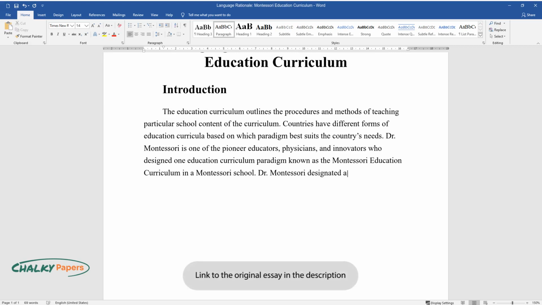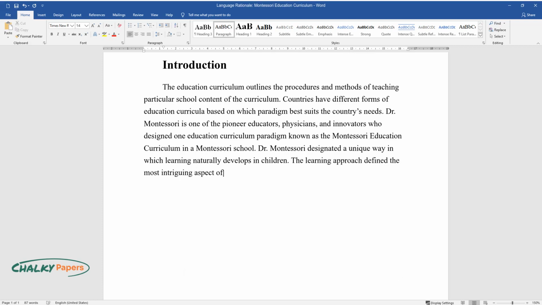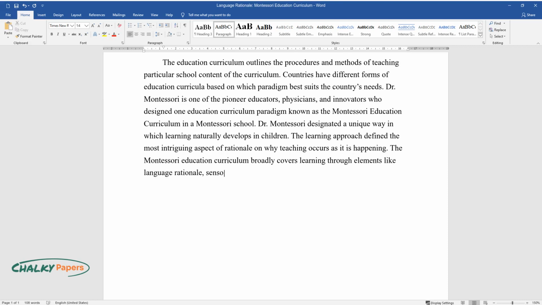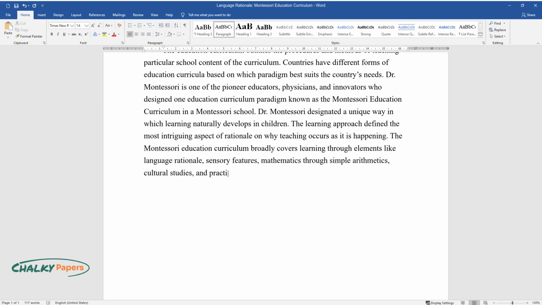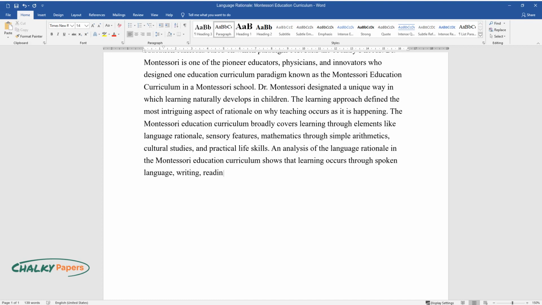Dr. Montessori designated a unique way in which learning naturally develops in children. The learning approach defined the most intriguing aspect of rationale on why teaching occurs as it is happening. The Montessori education curriculum broadly covers learning through elements like language rationale, sensory features, mathematics through simple arithmetics, cultural studies, and practical life skills. An analysis of the language rationale in the Montessori education curriculum shows that learning occurs through spoken language, writing, reading, phonograms, the function of words, and reading analysis.